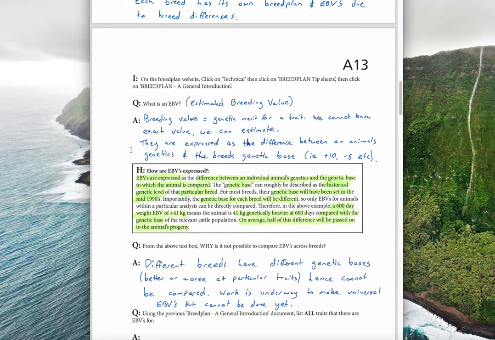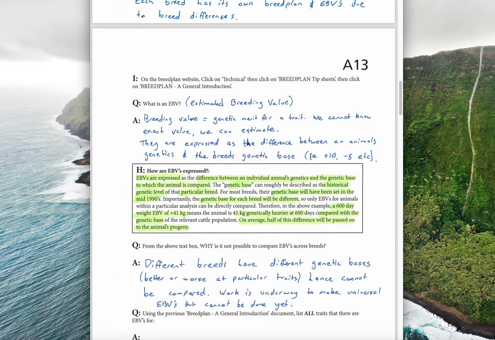The next point is, what is an EBV? An estimated breeding value, which is used as part of a breed plan, which is a genetic evaluation tool. A breeding value is a genetic merit for a trait. We cannot know exactly what this value is, because we're just measuring what we see. And so we can estimate it. And basically they're expressed as the difference between an animal's genetics and the breed's genetic base.